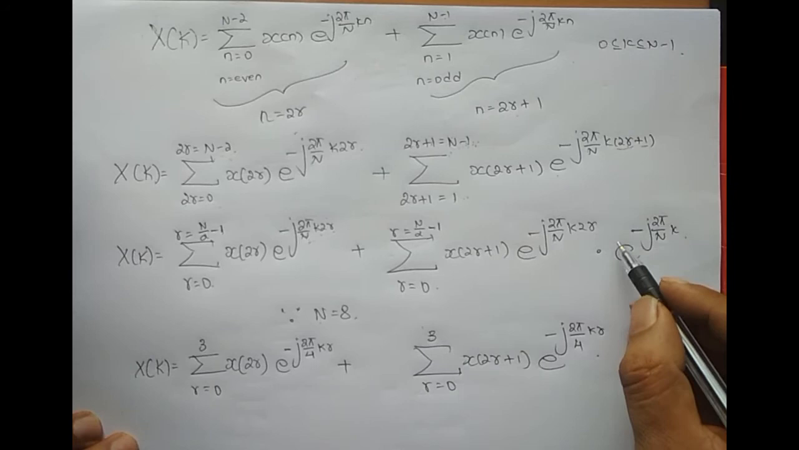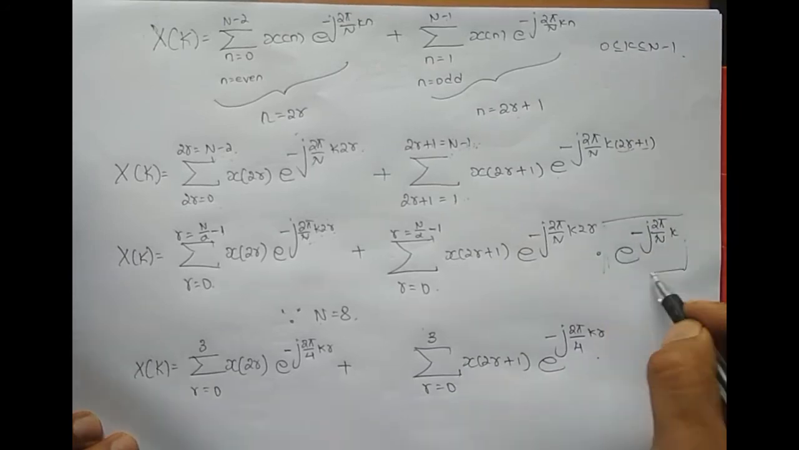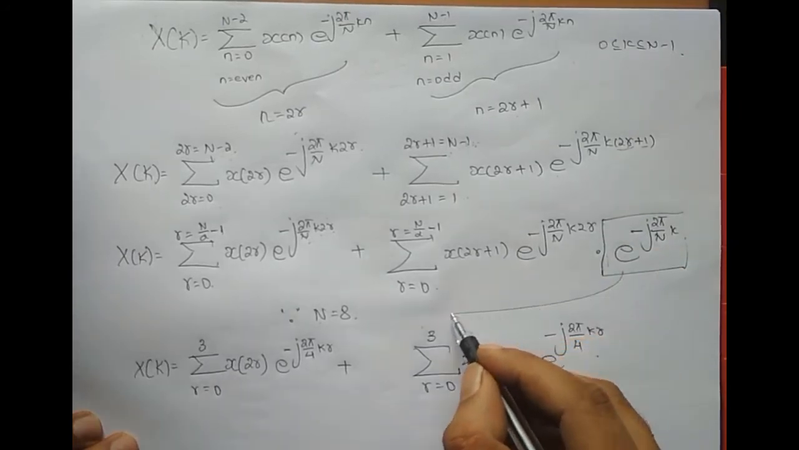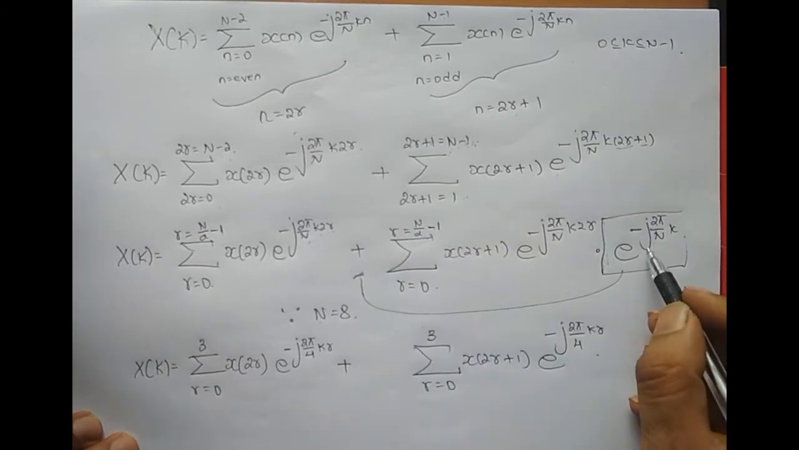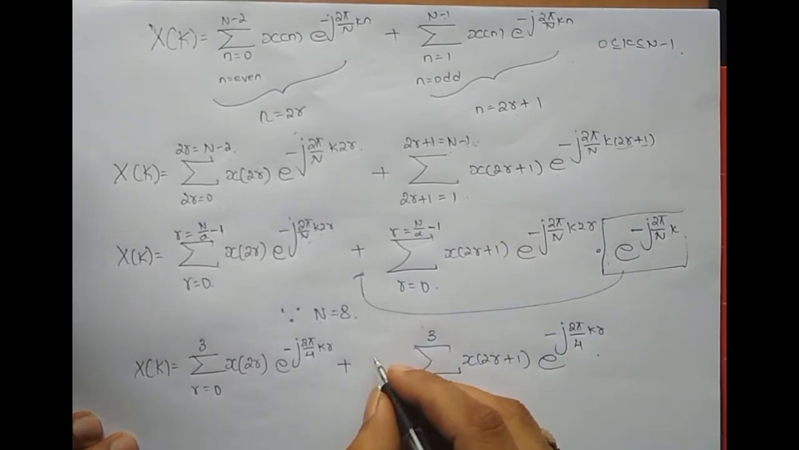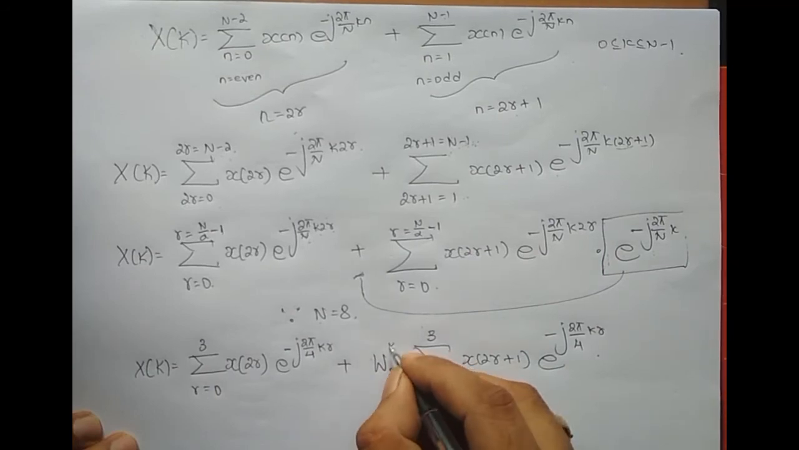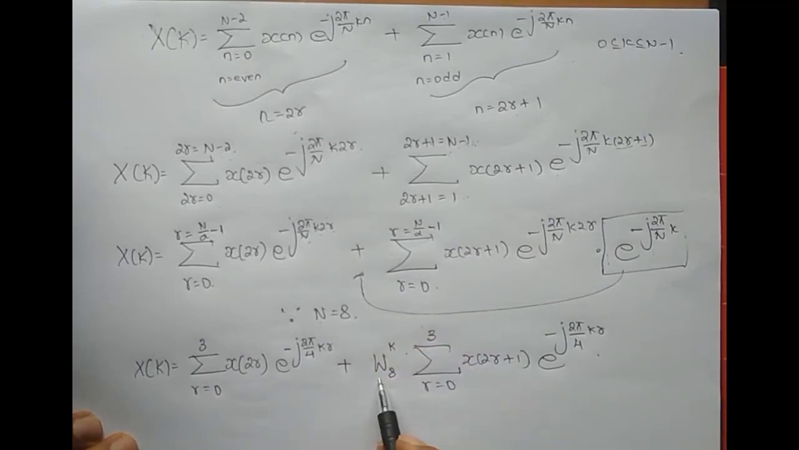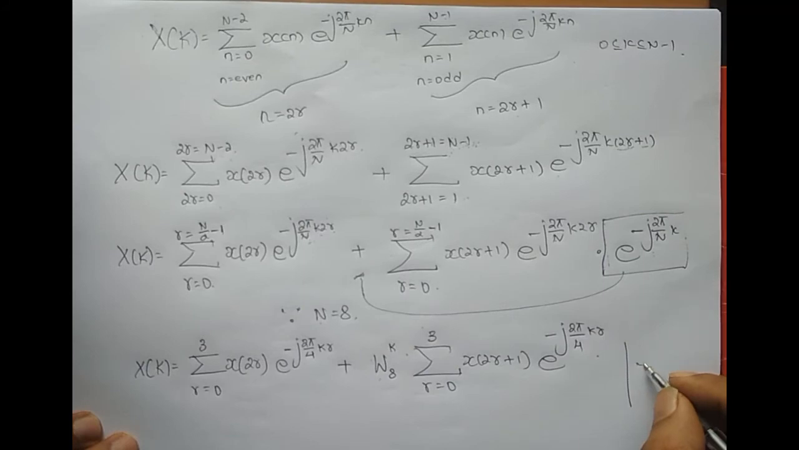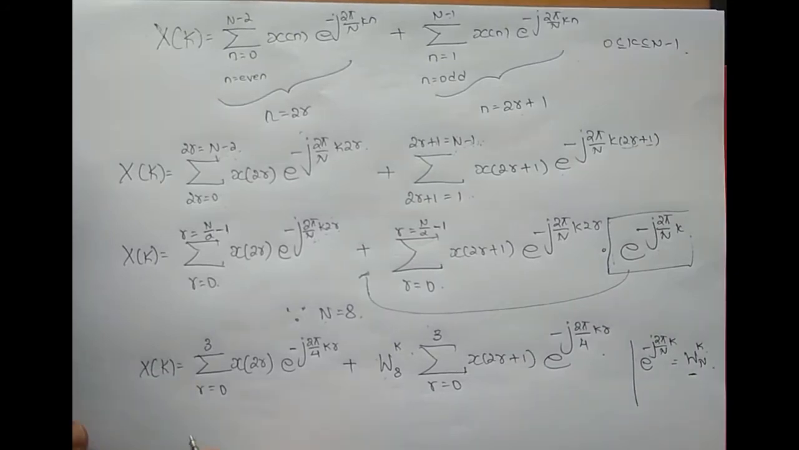Now I'm going to write this term out here because it is independent of r, right? So I can write it as w8 power k. So why did I write w8 power k? Because as we know, e power minus j 2 pi by n is nothing but wn, right? We call it the twiddle factor. So if I put k here, this becomes k here as well.